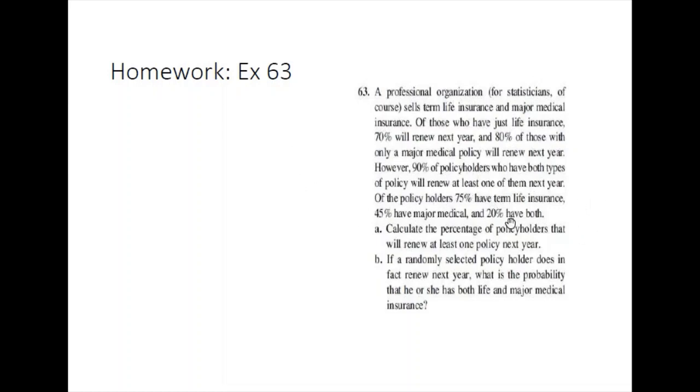Now look at these numbers. 75% plus 45% plus 20% is more than 1. So these three parts are not mutually exclusive, because they have some outcomes in common. They have both of them. It means they have intersection.